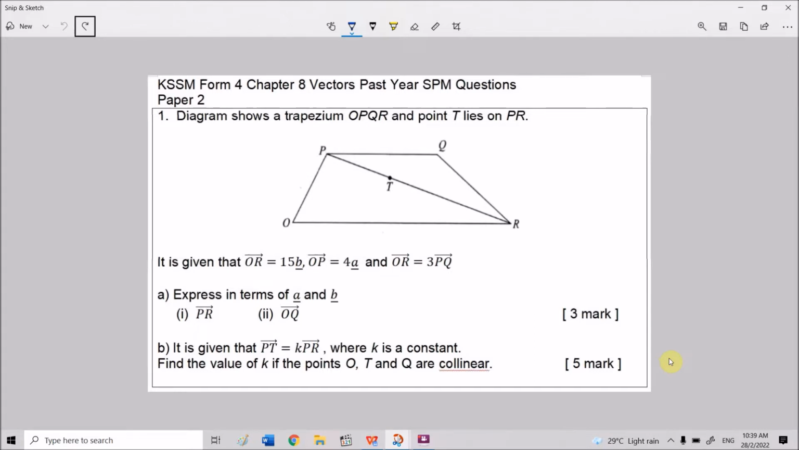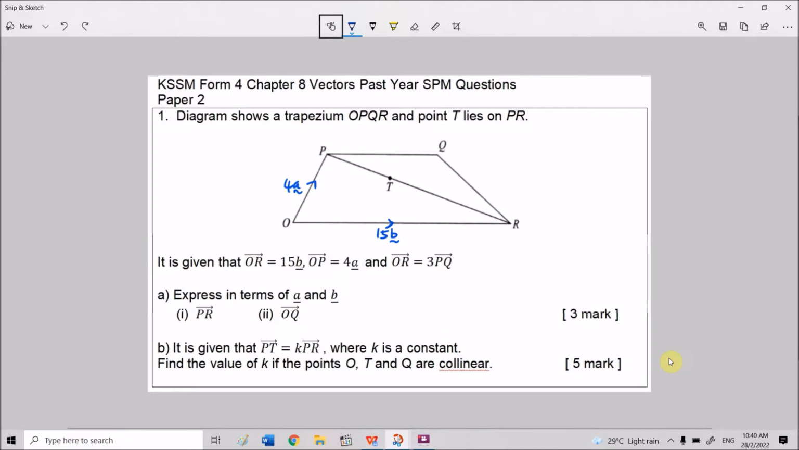It is given that the vector OR, meaning from O to R, along this line here, is 15 vector B. Okay, so I can draw an arrow and write this 15 vector B. The vector OP here is 4 vector A. And the vector OR equals 3 vector PQ. So this is another additional piece of information which we will come back to later.